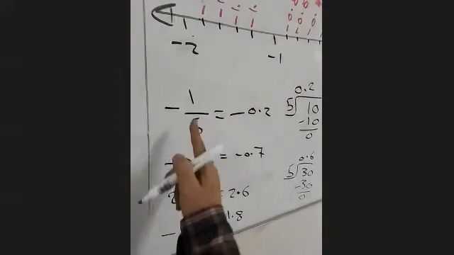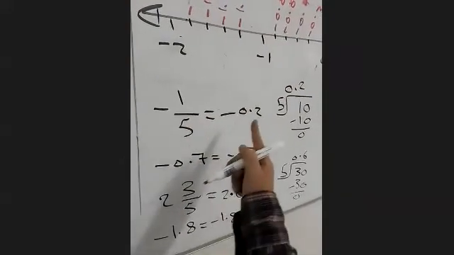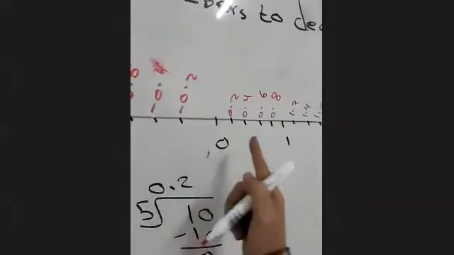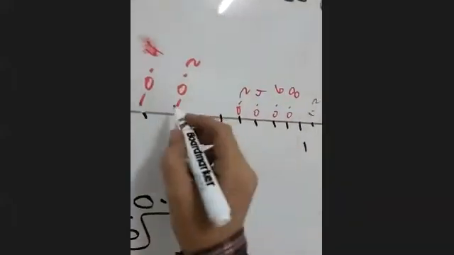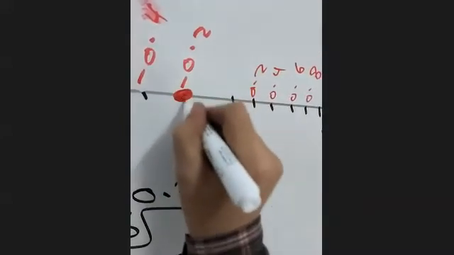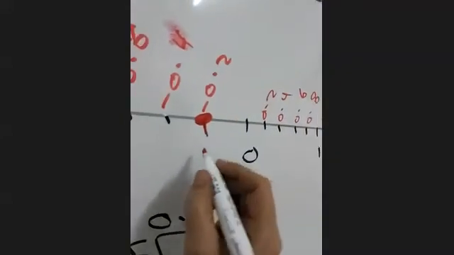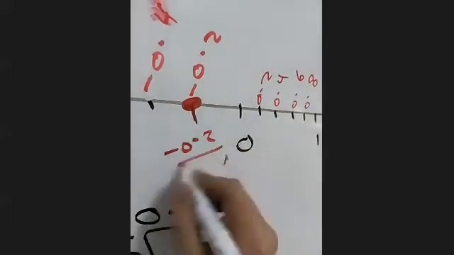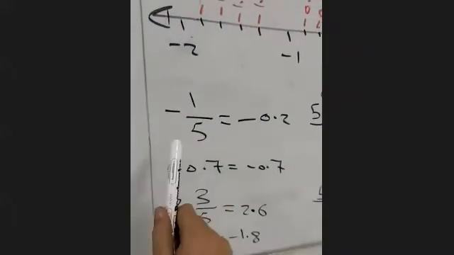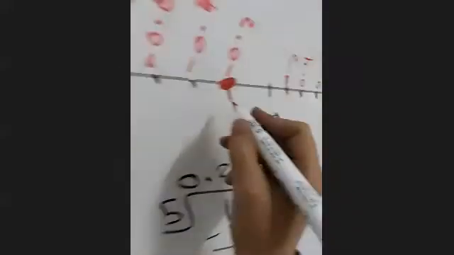Now, negative 1 over 5, it is the same as negative 0.2. Where is negative 0.2? Here. So make a big point here, and write down negative 0.2, which is the first number here, which is negative 1.5. It's the same. To understand it more, negative 1.5, write it here.